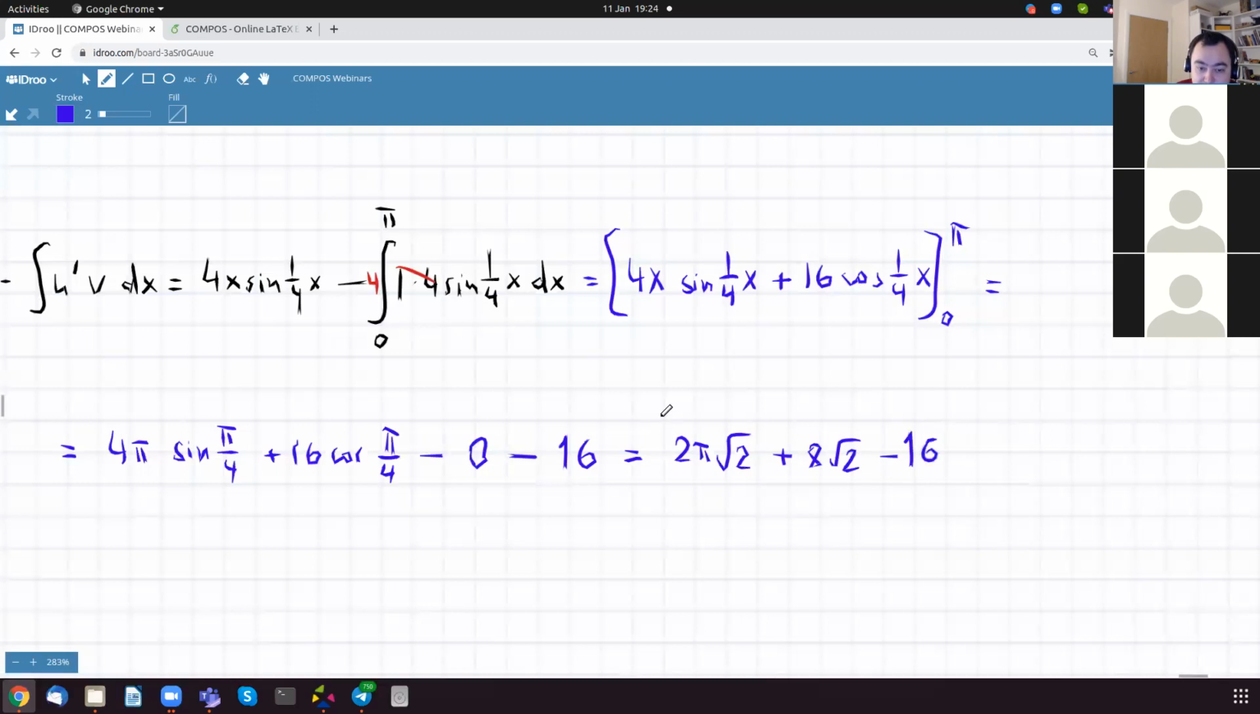Of course, if you wanted to give the answer to 3 significant figures, you could do it. But I'm going to leave it like this. Can't really simplify it from here.